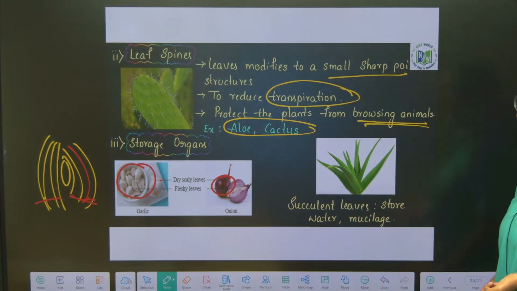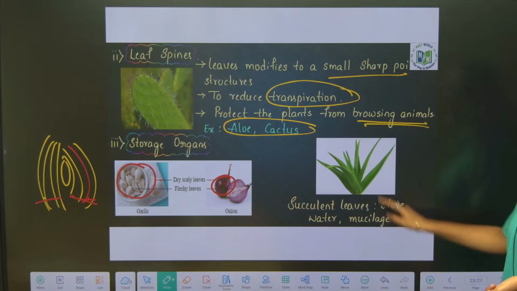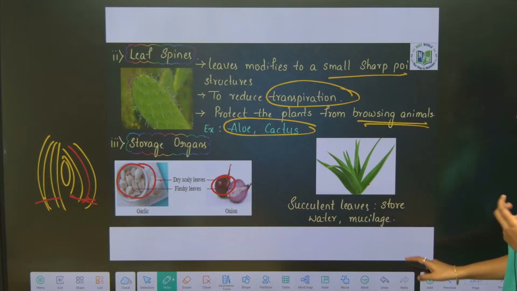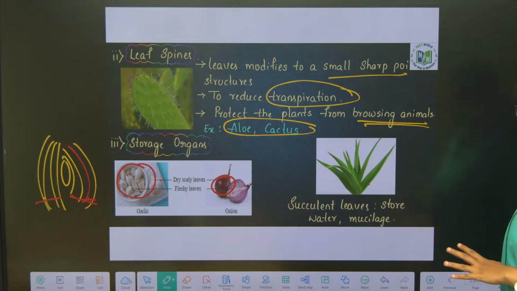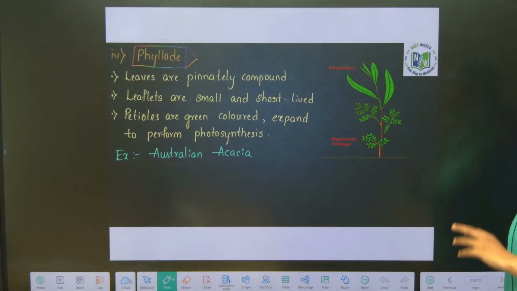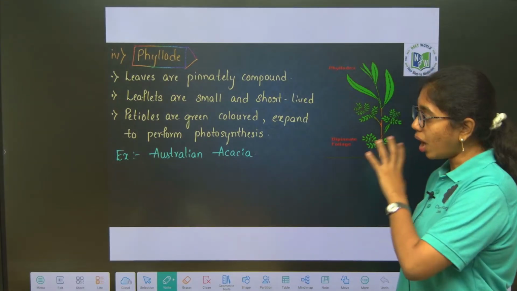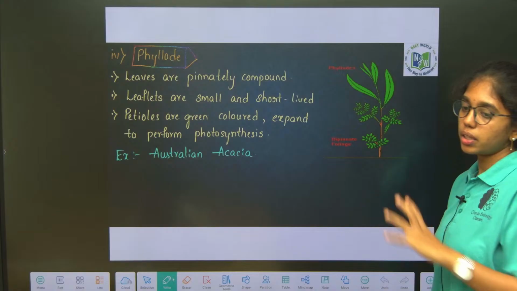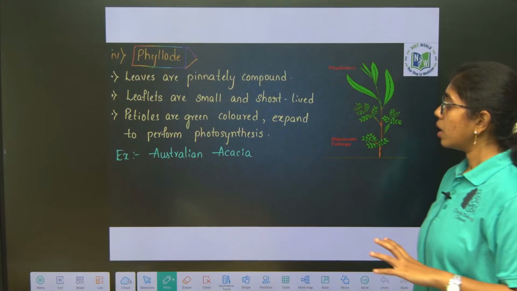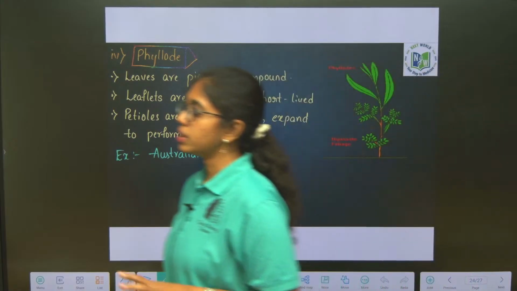And succulent leaves, this is one modification. Here leaves will store water and mucilage. Okay. Have you taken down the examples of all this? This is completely memory based, beta, completely memory based, and all the points to be covered I have included in this PDF. You have to cover this at any cost.